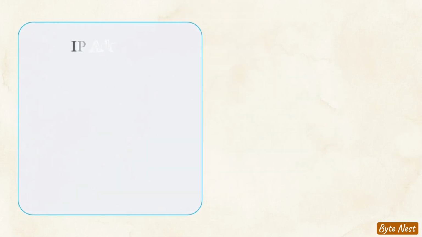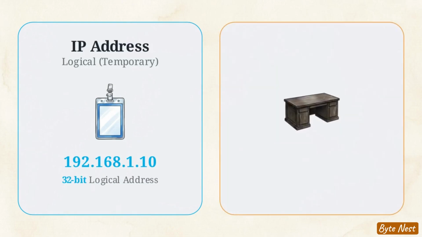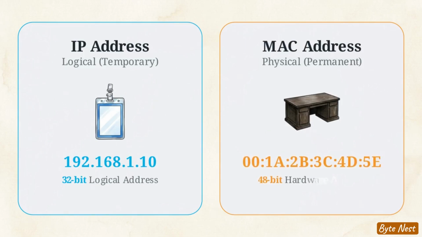On the left is that software name tag, the IP address. On the right is a totally different identifier called a MAC address. This is the hardware address hard-coded right into the device at the factory. If the IP address is your name tag, the MAC address is the exact physical desk where you sit.